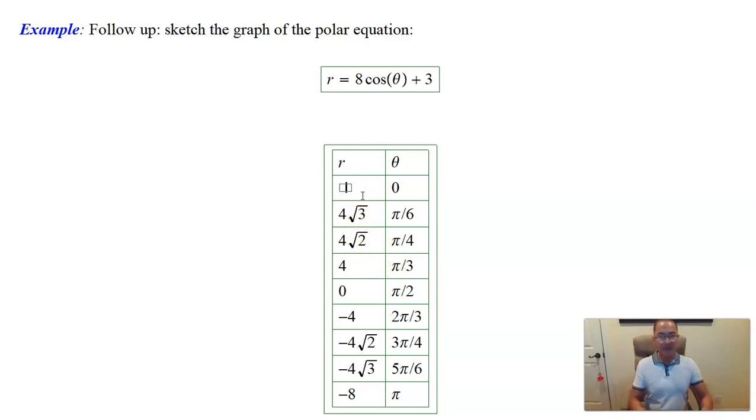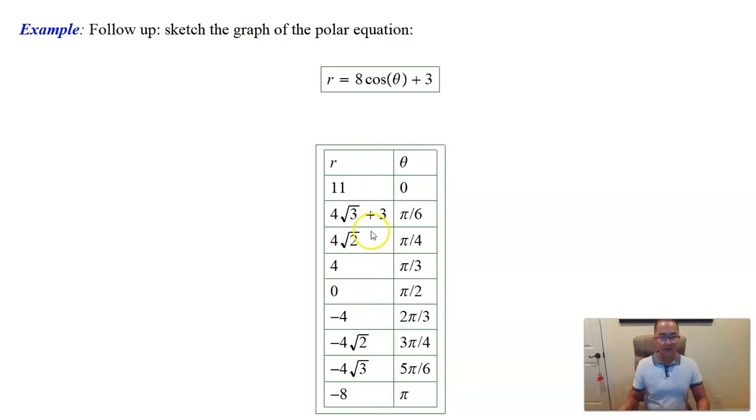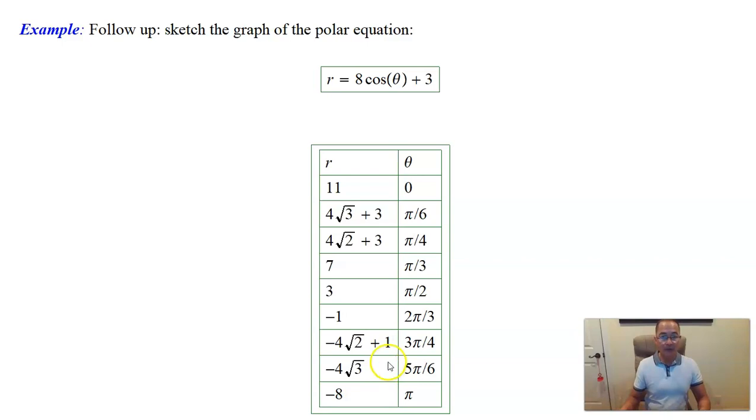So 8 plus 3 becomes 11. 4 rad 3, okay, just add 3. 4 rad 2, fine, add 3. 4 plus 3 is 7. 0 plus 3 is 3. Negative 4 plus 3 is negative 1. Ooh, okay, so it's still negative. And this is negative 4 rad 2 plus, I'm sorry, plus 3. And we will add 3 here. Negative 8 plus 3 is negative 5.